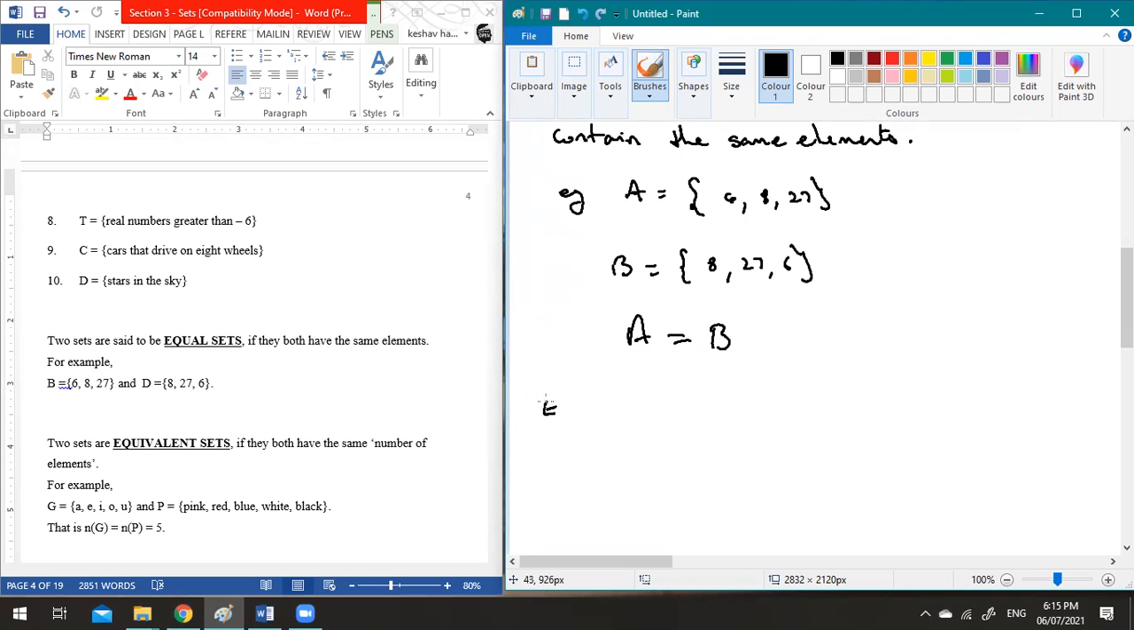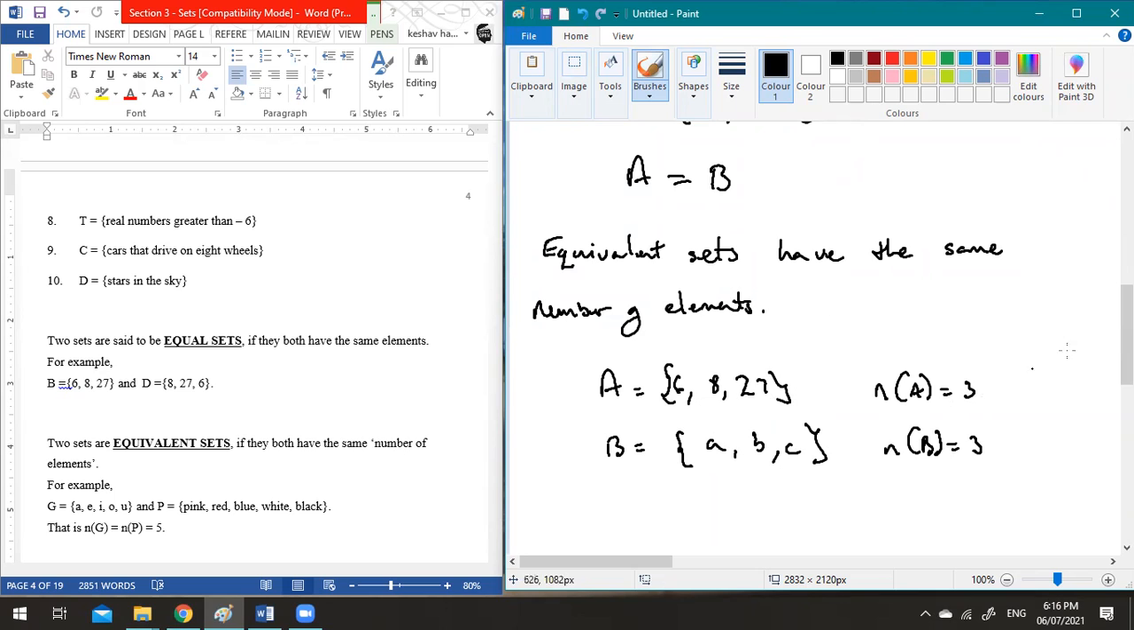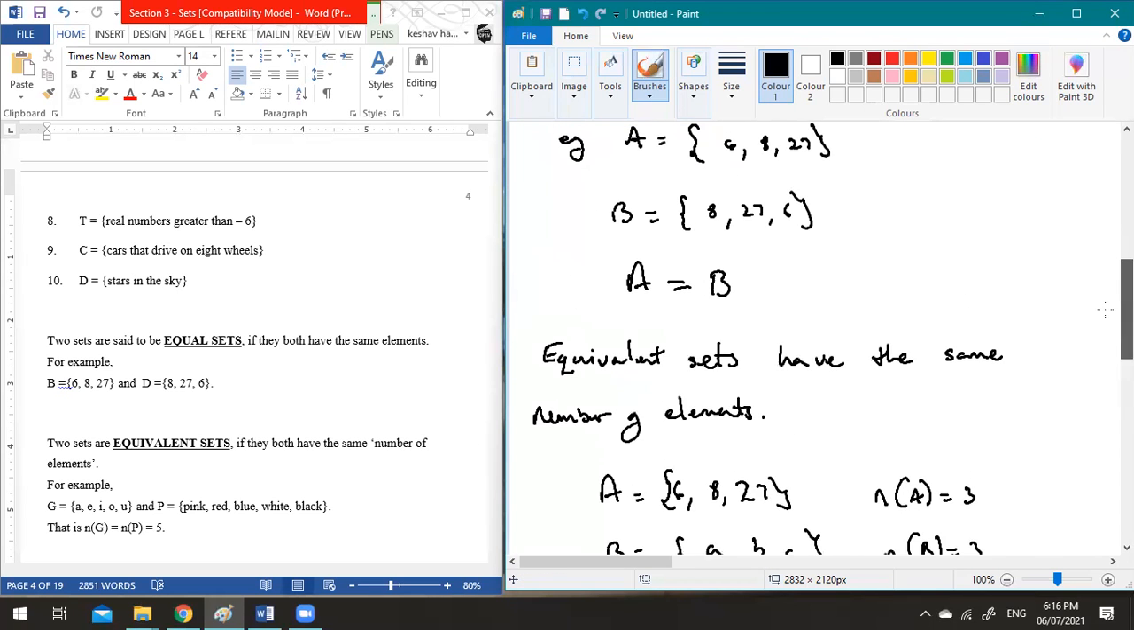And equivalent sets, right, have the same number of elements. Right? But they don't have to be the same elements. So if A is 6, 8, and 27, and B is A, B, C, right? The number of elements in A is 3, and the number of elements in B is also 3, right? So we could say A is equivalent to B, right? So remember, this is the equivalent sign, and just an equal sign means equal, right?